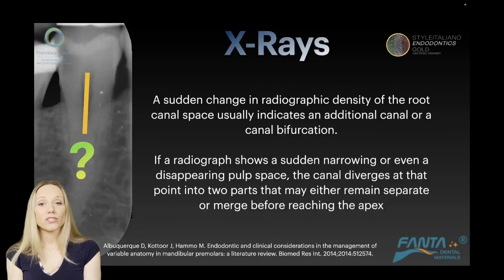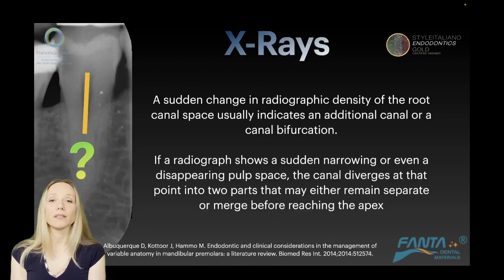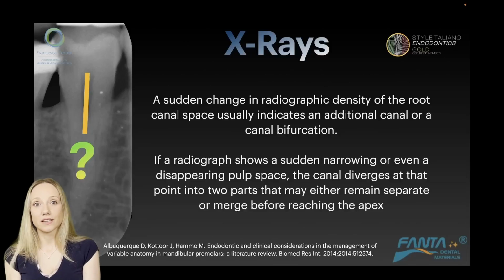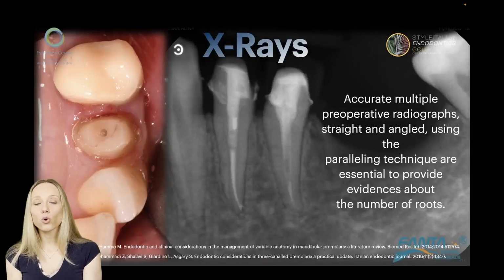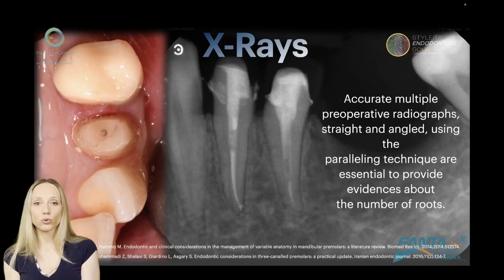If a radiograph shows a disappearing of the pulp space, the canal is diverging into parts that may be separated, or maybe they merge later, but at that point they are separating, so you have to do your access cavity and your shaping accordingly. And also, when you suspect a strange root canal morphology, try to take X-rays with different angulations in order to show what may have been hidden in the first radiograph.